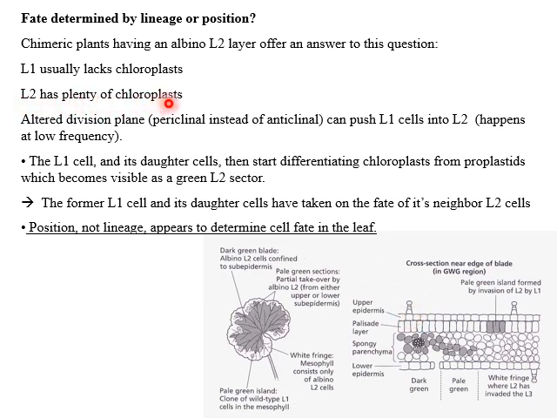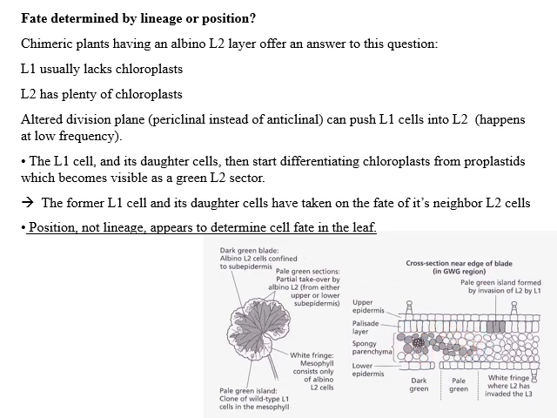Whereas the L2 layer has plenty of chloroplasts, and it's not really shown here, but the L2 layer is part of the palisade here. The L2 layer also gives rise to spongy mesophyll cells on the bottom side here. But when you have a chimeric plant with an albino L2 layer, meaning that the L2 layer does not make chlorophyll or chloroplasts, it will also be transparent or white. And then all the green color that you see in a leaf comes from the L3 layer, that is what is left of it here.